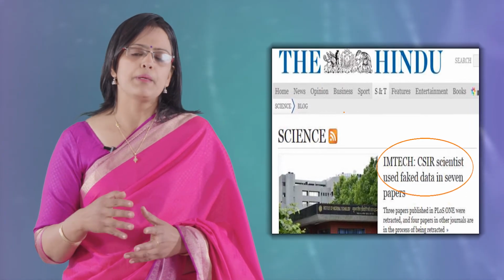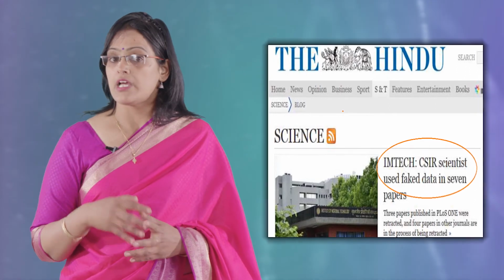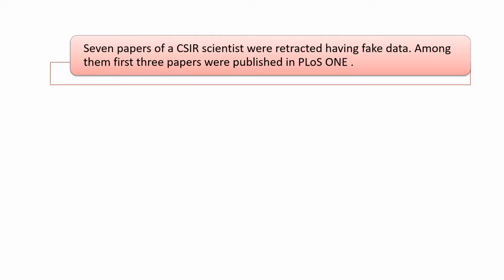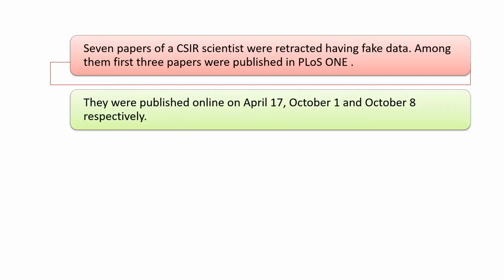What happened in this case? A CSIR scientist fabricated fake data in 7 papers, which were retracted by the journals, and this news was flashed on July 16, 2014. 7 papers of the CSIR scientist having fake data were retracted, and among them, the first 3 papers were published in PLOS ONE, a very reputed journal, and these 3 papers were published online on April 17, October 1 and October 8, 2012 respectively.